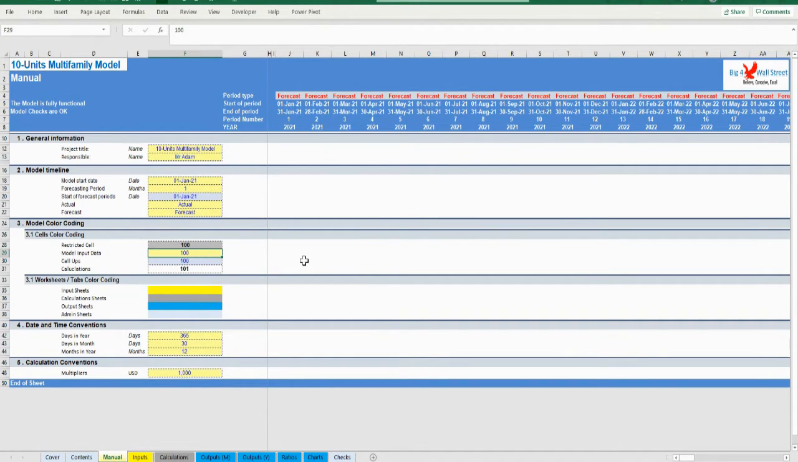Inputs are always depicted with a yellow fill and blue letters. Callups, that is direct links from other cells, are filled in light blue with blue letters, while calculations are depicted with white fill and black characters. There is also a color coding for the various tabs of the model. Yellow tabs are mostly assumptions tabs, gray tabs are calculations tabs, blue tabs are outputs tabs, that is effectively results or graphs, and finally light blue tabs are admin tabs, for example, the cover page, contents, and checks.